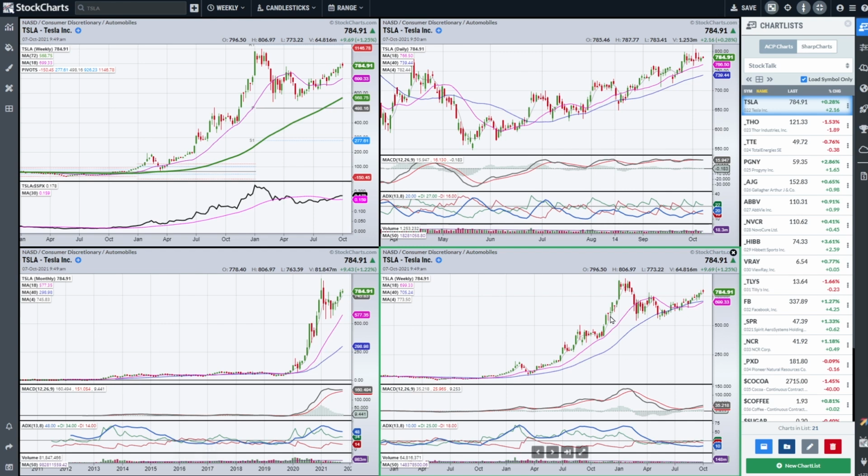Overall, the trend looks pretty good, but we do have some resistance coming up around 800. I think 800 is the key on this. If we can get through 800, then it's very possible it's just going to keep going.